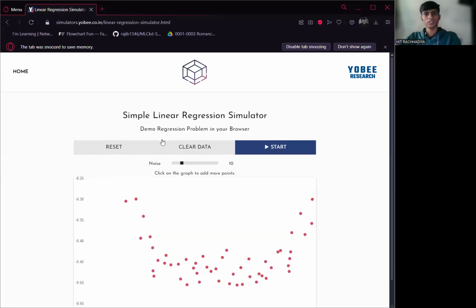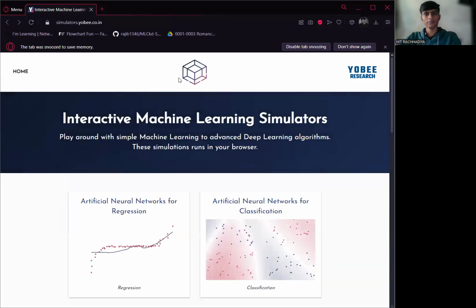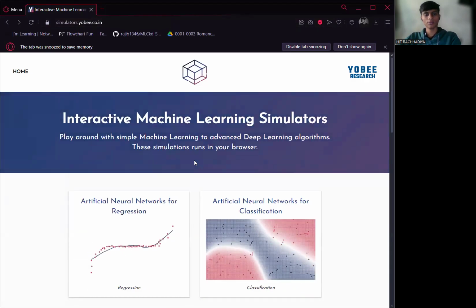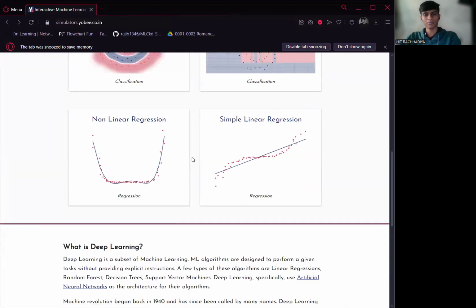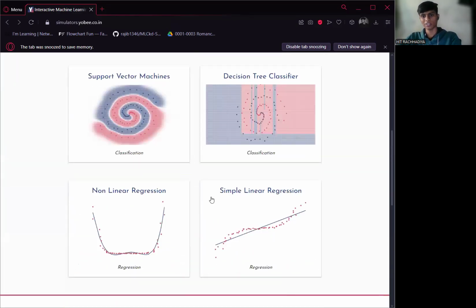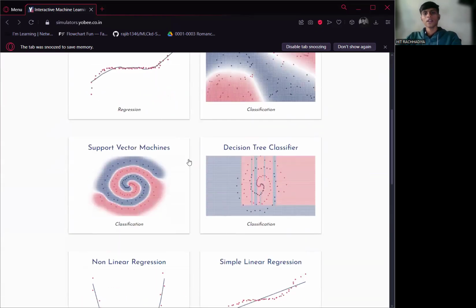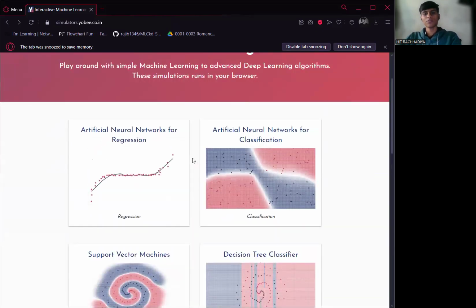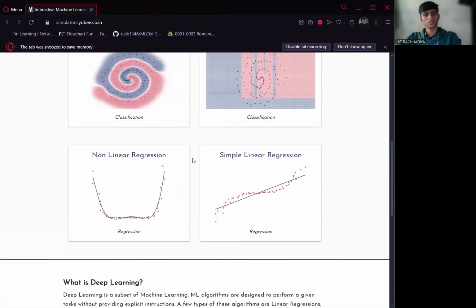So let's look at the website of the simulations. This is the site name. You can note it down or open it in your browser and play with the basic machine learning algorithms up to deep learning algorithms. In this video, I'll be showing you the simulation for these six concepts. Okay, so let's look at the first concept.